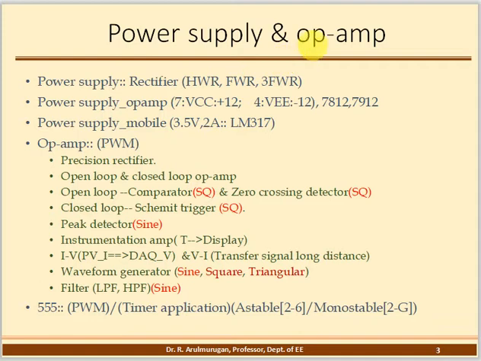The next one is op-amp, operational amplifiers. Op-amps are generally classified as open loop and closed loop. Open loop includes the comparator and zero crossing detector. Closed loop includes the operational amplifier types such as the Schmitt trigger, peak detector, instrumentation amplifier using three op-amps, I to V and V to I converters, and waveform generators. Op-amps are used for generating sine, square and triangular waves, and also in filter applications.